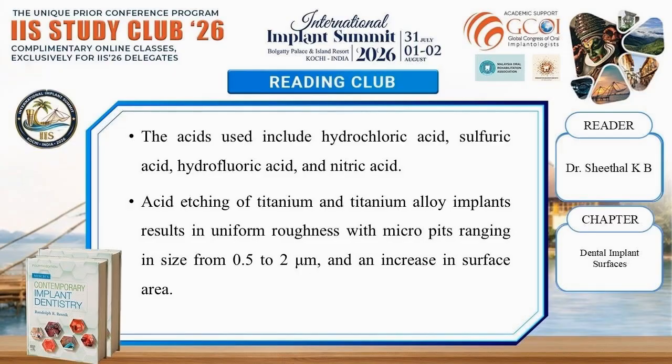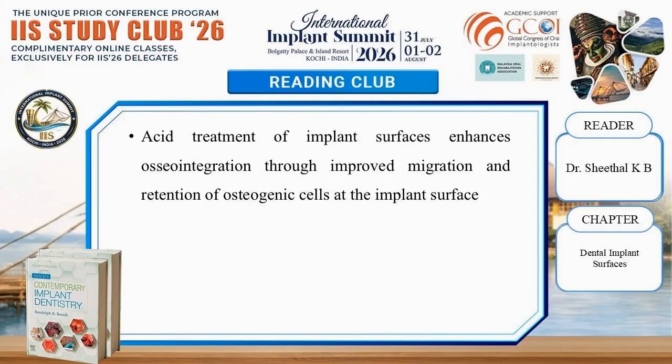Acid etching of titanium and titanium alloy implants results in uniform roughness with micropits ranging in size from 0.5 to 2 micrometers and an increase in surface area. Acid treatments of implant surfaces enhance osseointegration through improved migration and retention of osteogenic cells at the implant surface.